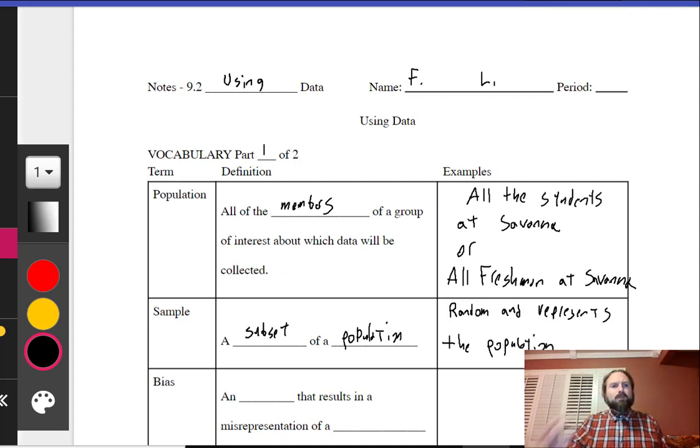So if 40% of the population of the group we're looking at is female, then if we randomly pick it, the sample should be around 40%. If we go too heavily away from that, either in the positive, going up to like 90%, or in the negative, down to like 10%, well then that's not going to be a true representation of the population.